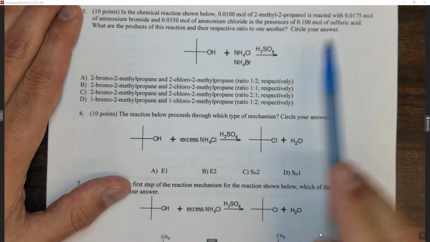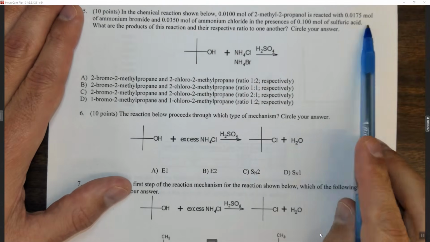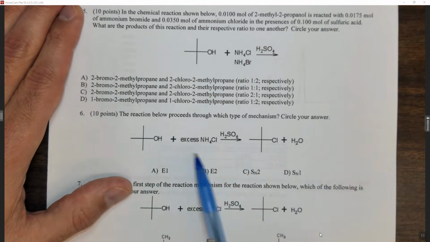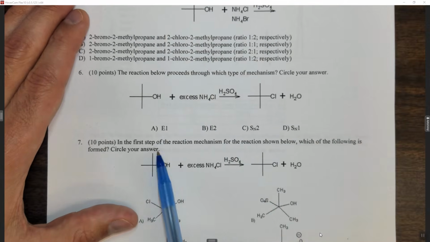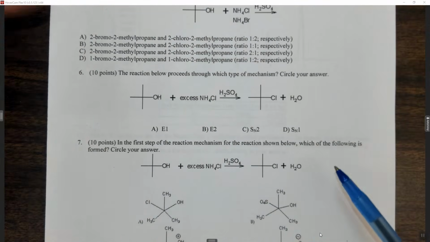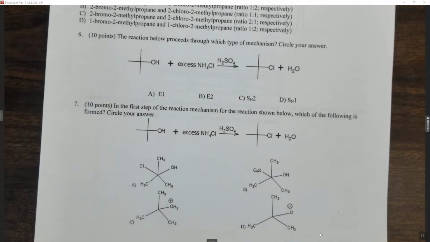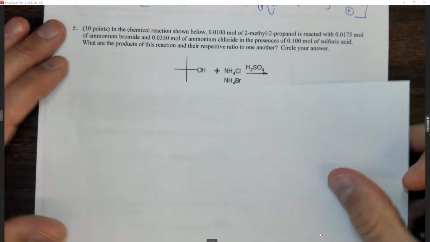In the first question, it asks us about the ratio when we have twice as much ammonium chloride as compared to ammonium bromide. In the second type of reaction, it asks us what the mechanism of the reaction is. And in the third one, it asks us for what is the compound that's formed in the first step of the mechanism. So kind of they're all the same. So what we need to do is look at the mechanism of this reaction.